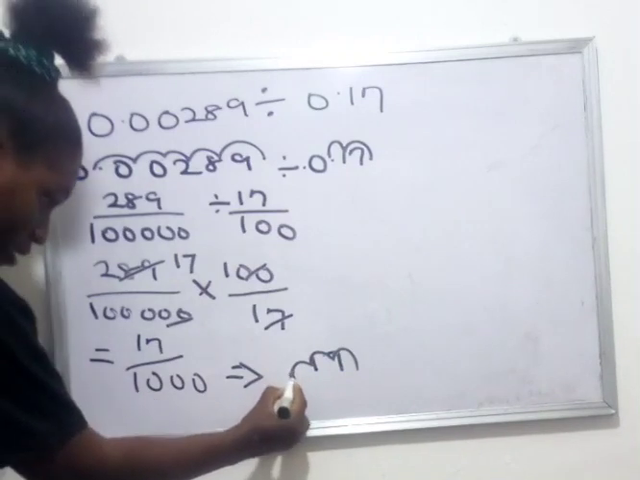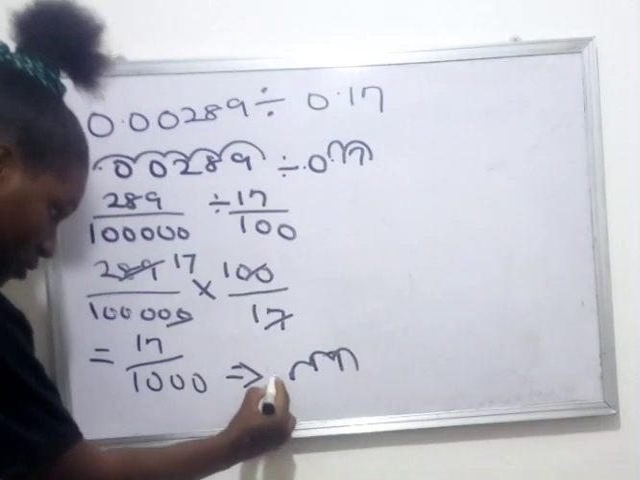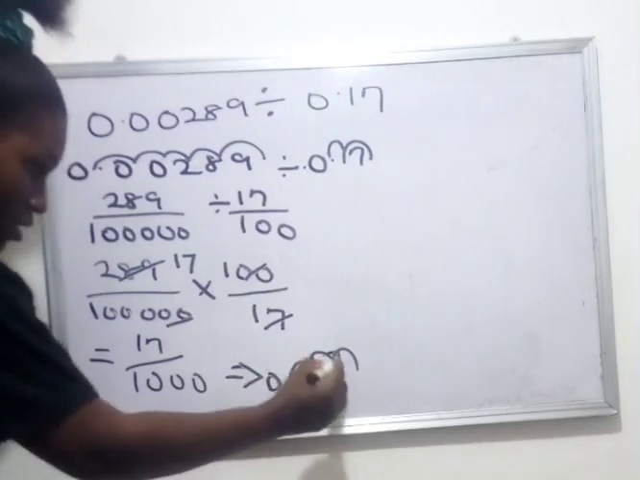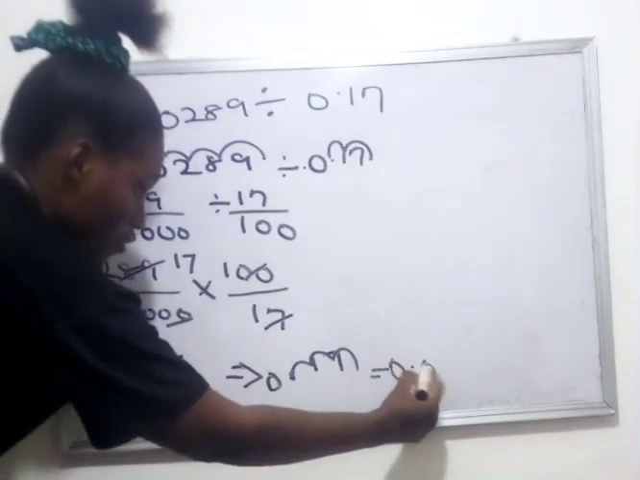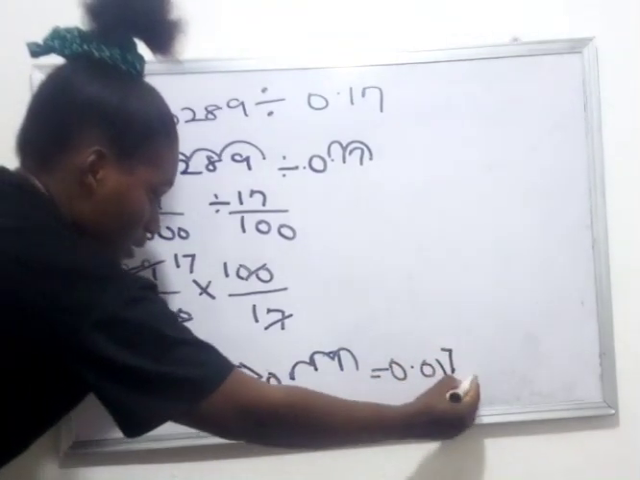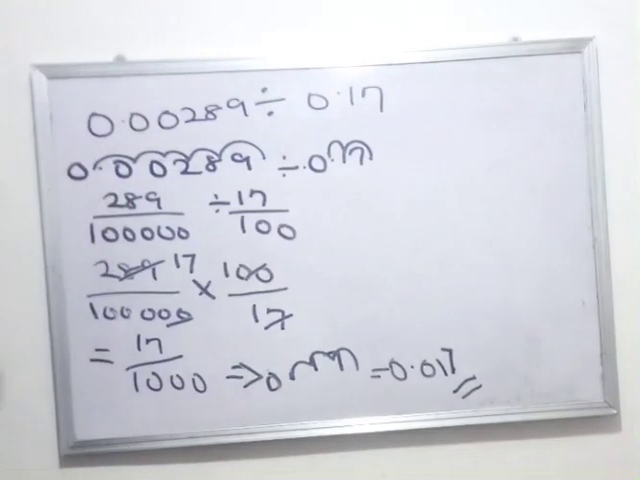Decimal point exists here. So we can put a 0 here in front. So this can be written as 0.017. That's our final answer.